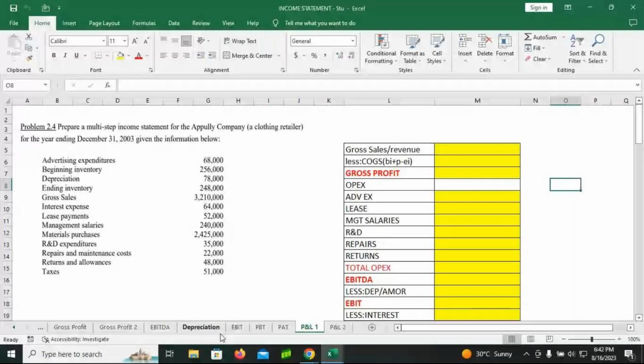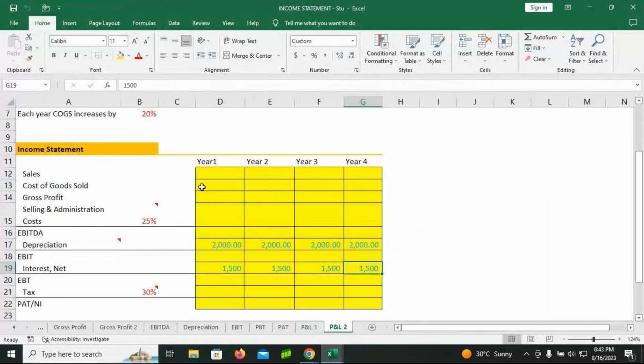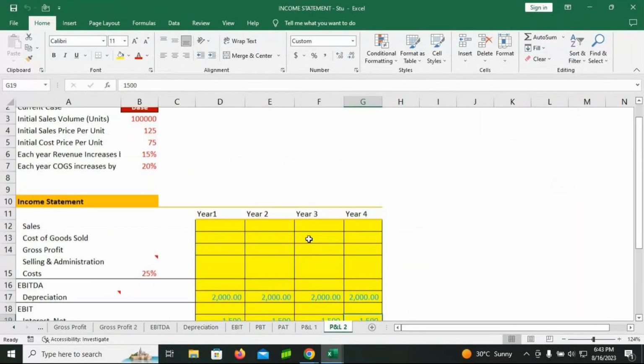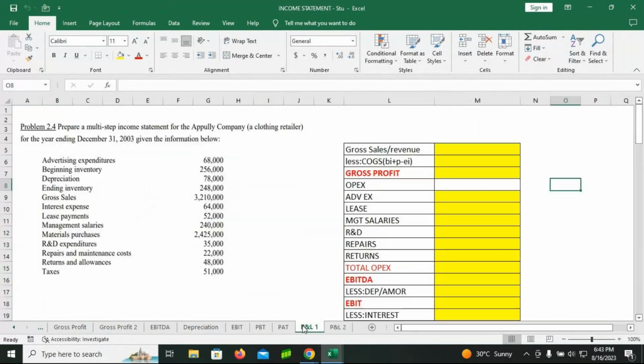So let's do PNL 1 and 2. I'll show you how to calculate the profit and loss 1 so that you can try with this. I'll give you the time to try, then I'll show you how the calculation will be done. Did any of you try PNL 1 and 2?